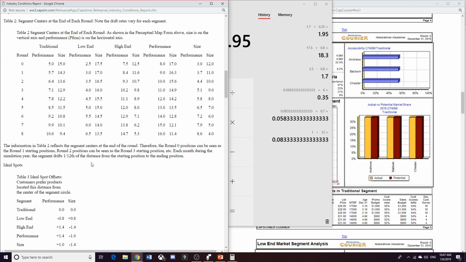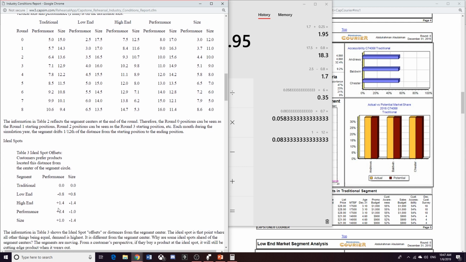So, okay, let's go with one that is a little bit harder, different. Okay, so performance or size. So let's go with the performance segment. So the ideal spot for the performance segment moves 1.4 in performance, plus 1.4 in performance, and in size, -1.